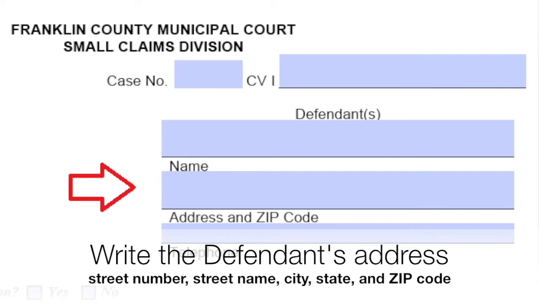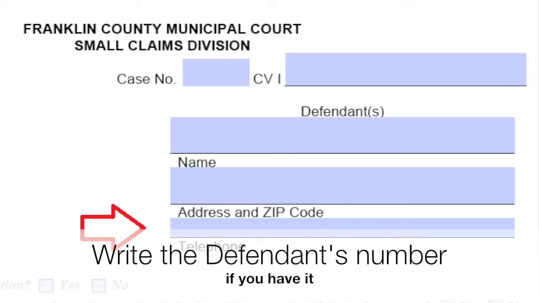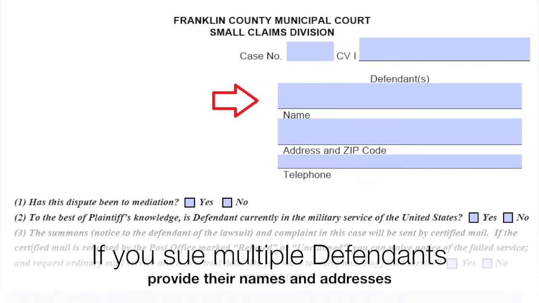Next, write the defendant's address. Include the street number, street name, city, state, and zip code. Next, write the defendant's phone number if you have it. If you sue more than one person or company, provide their names and addresses.